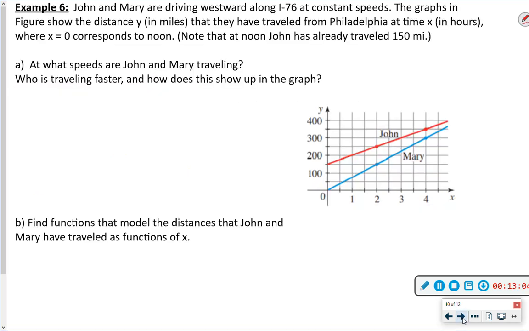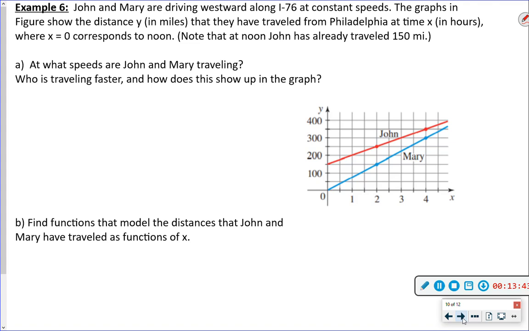John and Mary. I wish we had color copy machines so yours were in color. So John and Mary are driving westward along I-76 at constant speeds. The graphs in the figure show the distance, y in miles, that they have traveled from Philadelphia at time x in hours. So wordy. Where x equals 0 corresponds to noon. Note that at noon, John has already traveled 150 miles. Because John's the red one, so at noon, times 0, he's up there at 150. Okay, that's exciting. At what speeds are John and Mary traveling? Who's traveling faster? How does this show up in the graph?